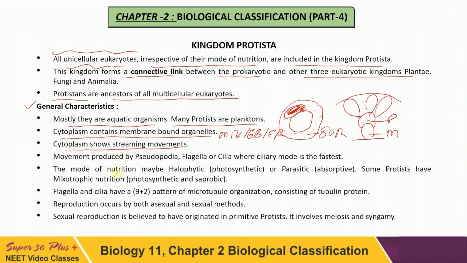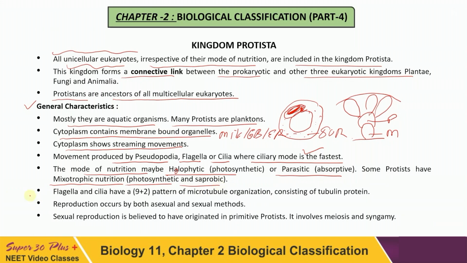Movement is heterogeneous again. Some of the members move by pseudopodia, others by flagella or cilia, or there are some members where there is no movement. Ciliary movement is the fastest one, you have to remember it. The mode of nutrition is variable. It may be holophytic, that is photosynthetic. It may be parasitic. Some of the protists have mixotrophic nutrition, that is they can do photosynthesis as well as saprobic mode of nutrition.